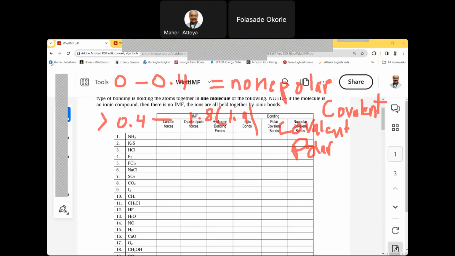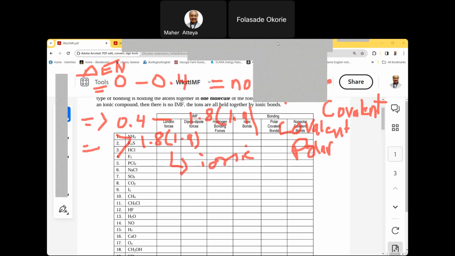We are looking at the delta electronegativity, and greater than 1.8 or 1.9, that's ionic. So that table you have to recall and have handy and ready.